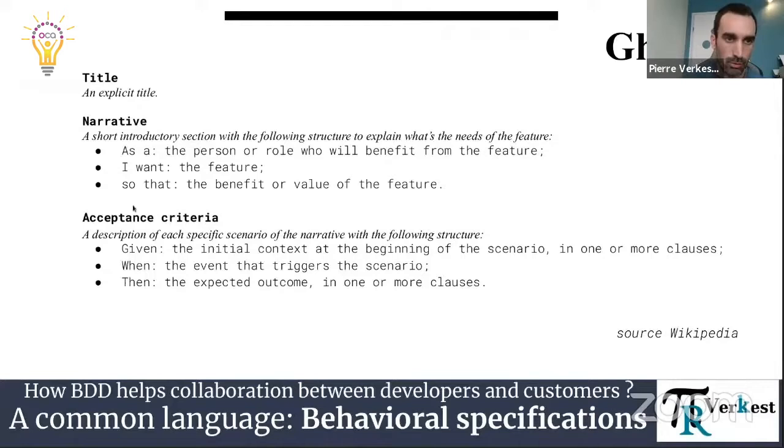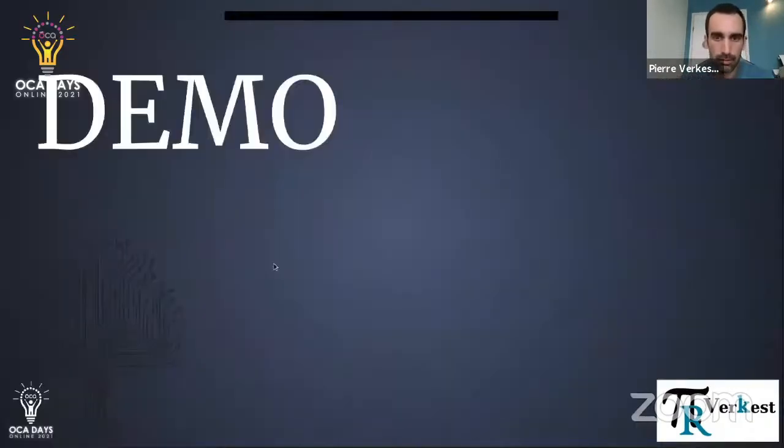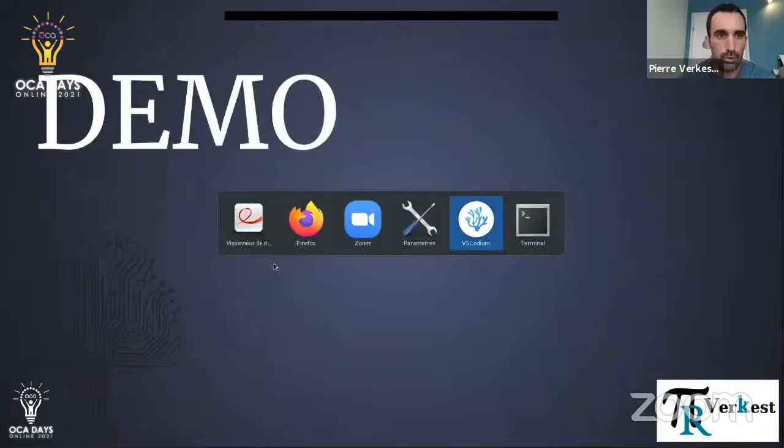So why we have a use case is very important for me. And here we have some acceptance criteria, which describe how we navigate in the application. So let's have the first demo.